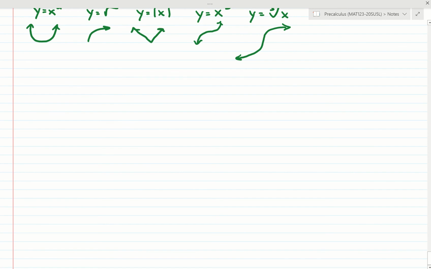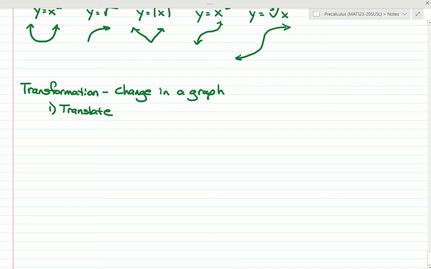So let's get to this. I mentioned the word transform. What a transformation is, it's a change in a graph. Now you could change a graph a few different ways. One thing you could do is you could translate a graph. And when we're translating a graph, we are adding or subtracting. And translation just moves the graph left, down, up, or right. Of course, if you want to move it on a diagonal, you can move it right and then you can move it up, or a combination.